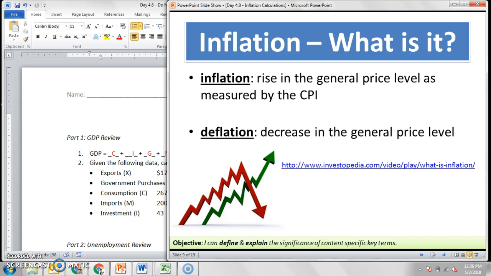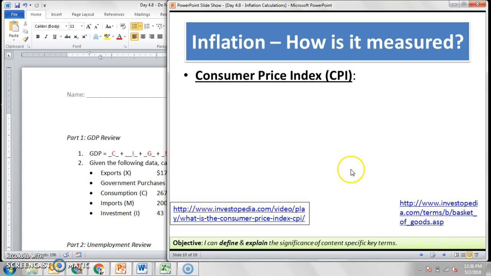One thing inflation is not is if the price of one thing goes up or down. It's not deflation either. We're looking at the collective price of a group basket of goods and services. If the average is going up, then we would say it's inflation. If the average is going down, then it's deflation. So we measure inflation by finding the consumer price index.